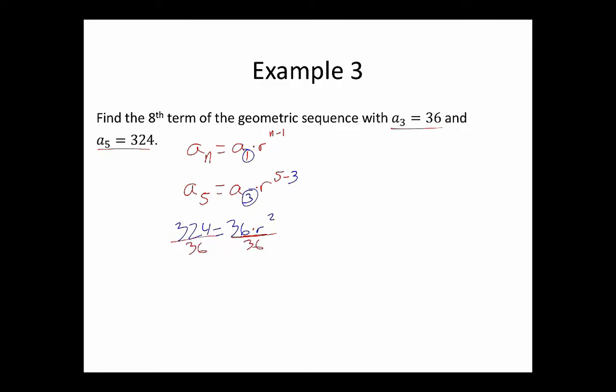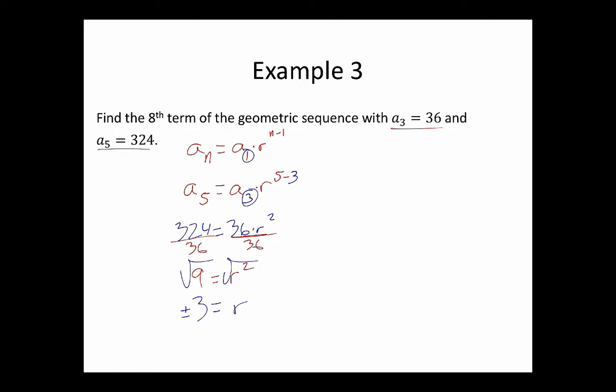Now, if you don't know what 324 divided by 36 is, that's perfectly fine, but it is not the worst of numbers, it's 9. So we've got 9 equals r squared. Now, to solve for r, just like we did back when we were doing quadratics, take the square root of both sides. The square root of r squared, remember, square roots and squares cancel each other out. The square root of 9 is 3. But there's more. It could be positive 3 or it could be negative 3.